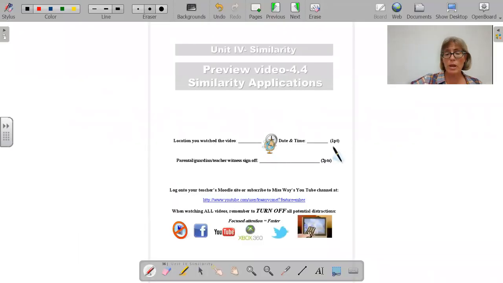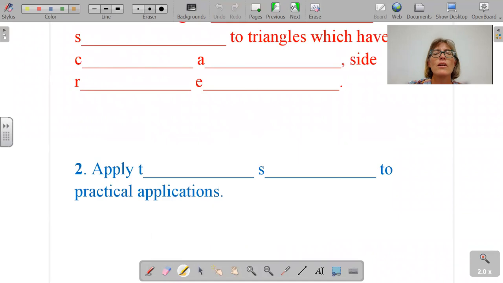Don't forget date, time, and location, as well as a parental sign-off or guardian sign-off, affirming that you did this yourself. You're going to need a calculator handy at some point today, so make sure that's close at hand.